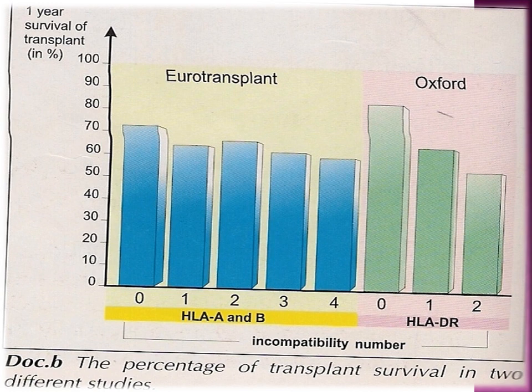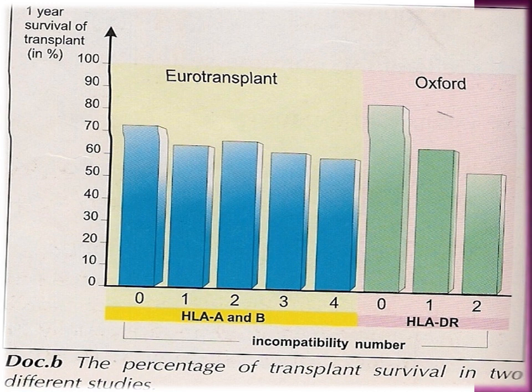Okay. In document B, they are asking you to interpret the document, which represents the percentage of transplant survival in two different studies, one in Eurotransplant and the other in Oxford, showing the incompatibility number. Compatibility means similarity. Incompatibility number means difference, between donor and recipient of HLA-A and B in Eurotransplant and for HLA-DR in Oxford.